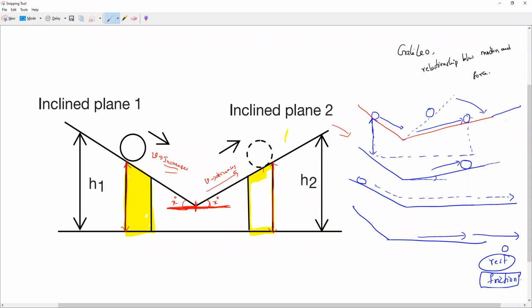Friction. Clear? Friction. That is what. If the second plane is horizontal, the ball should continue to move indefinitely, a long distance, but it will come to rest due to what? Friction. Due to friction.